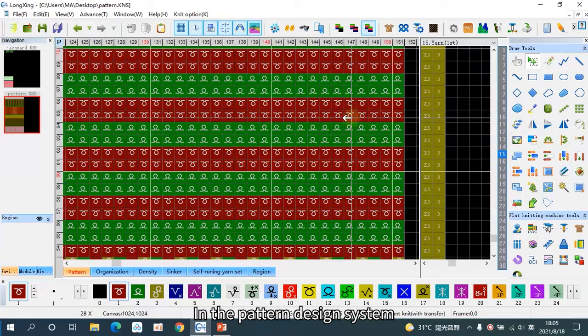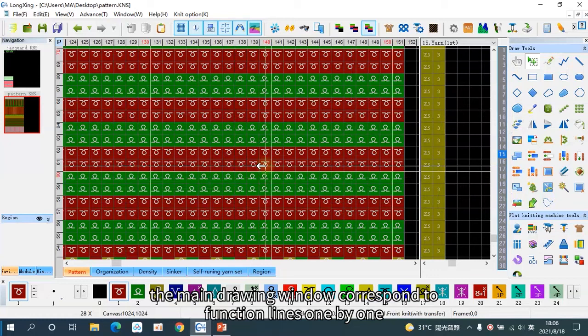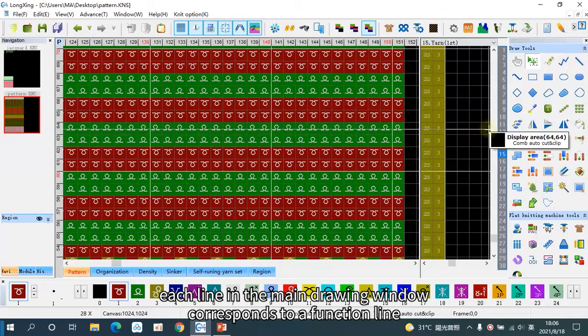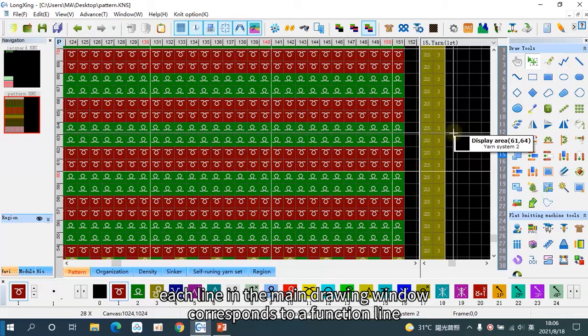In the pattern design system, the main drawing window corresponds to function lines one by one. Each line in the main drawing window corresponds to a function line.